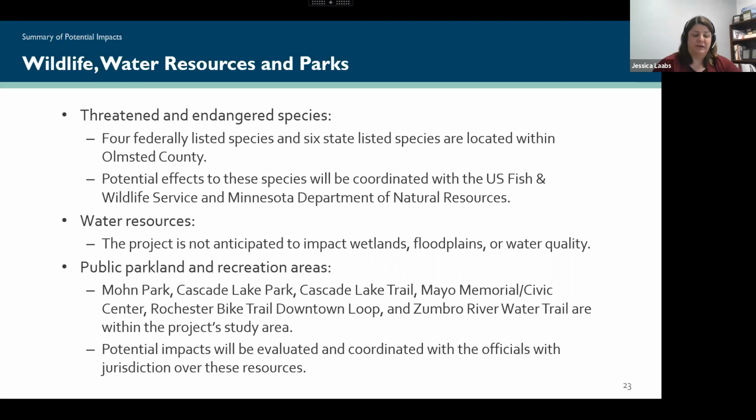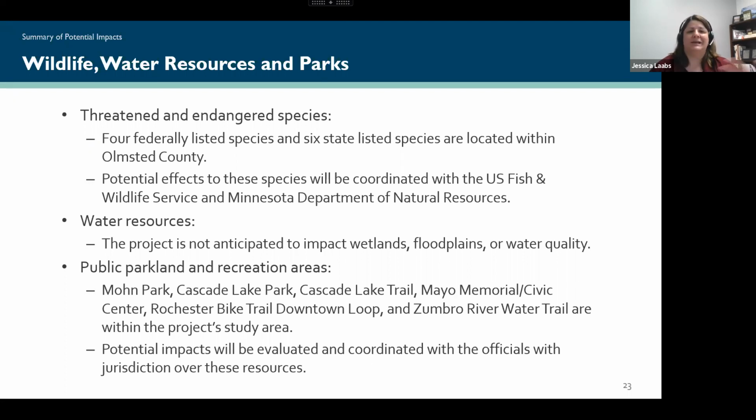But at this point, what we know is that in the county, so potentially available in this corridor, there are four federally listed species, and those are the northern long-eared bat, which shows up on pretty much any project in Minnesota that there is potential that this species could be present, and then the rusty-patched bumblebee, which again is pretty much showing up on a lot of Minnesota projects. And then there are two plant species.